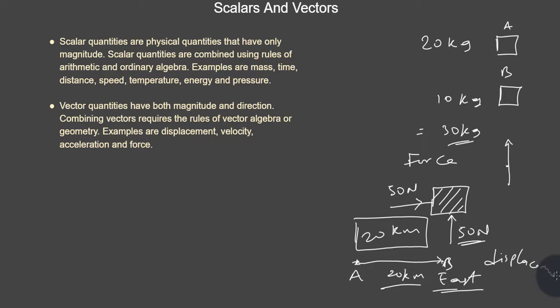So now the next thing is, how do we combine two or more vector quantities? You don't combine them using basic arithmetic rules. You combine them using geometry, or what's known as vector algebra. So we're going to explore that concept: how do we combine two or more vectors? That's what we're going to talk about after this slide. So first let's talk about how we represent vectors, then we'll talk about how we combine vectors.